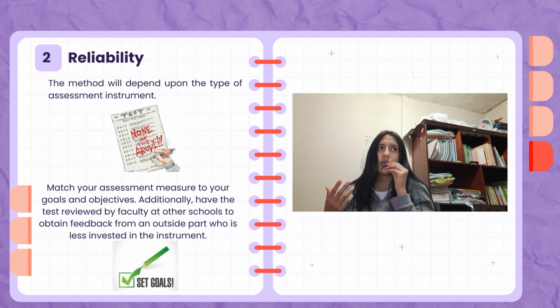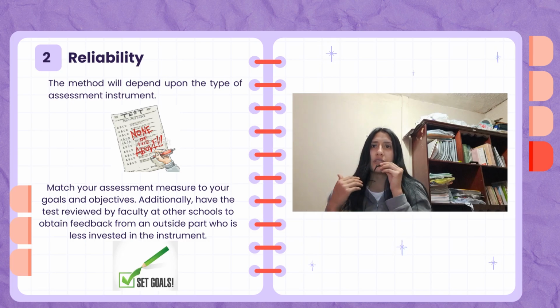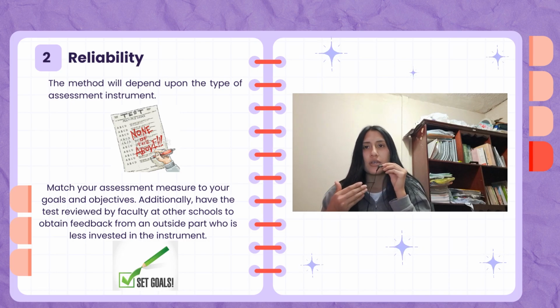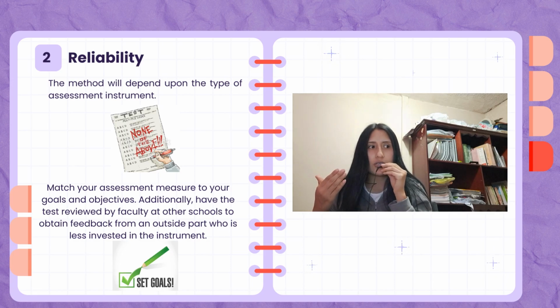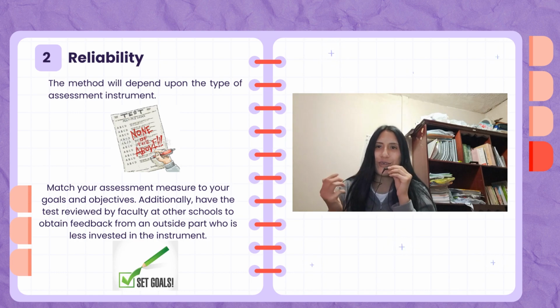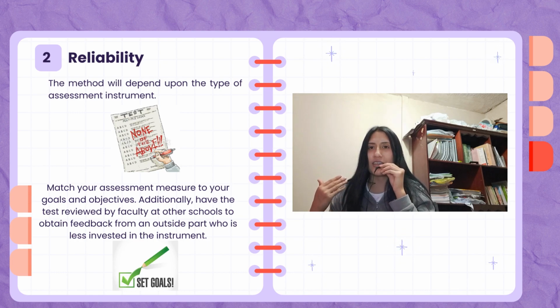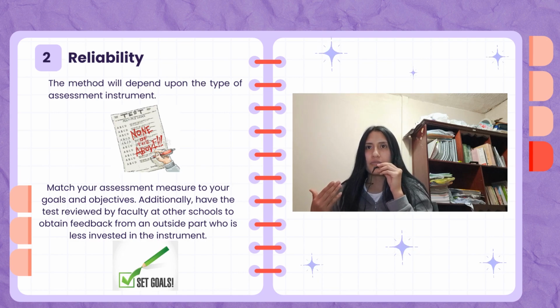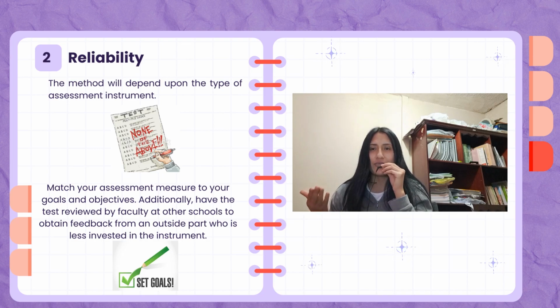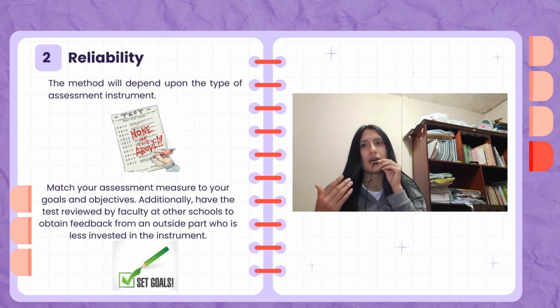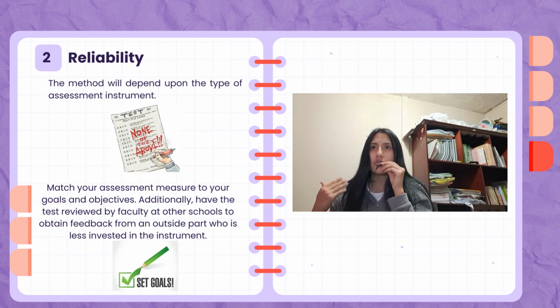Okay, in this part, the method will depend upon the type of assessment instrument. So, as I mentioned before, the method that the class is going to use is according to the teacher, because according to the teacher's goals, the teacher is going to use the best method to improve and achieve their goals. So obviously, the instruments are going to be based on the method. So finally, match your assessment measure to your goals and objectives.